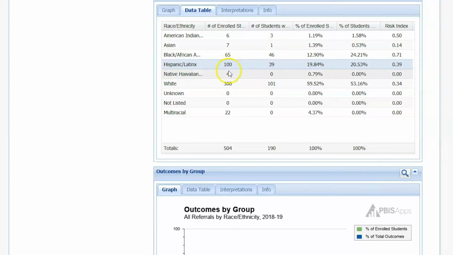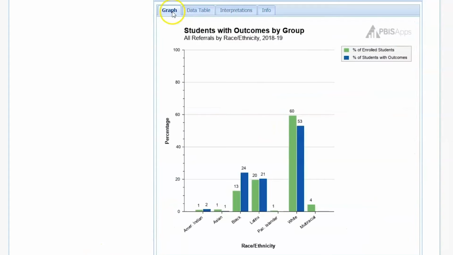When we divide the 100 by the 504 total enrolled students, we see students identified as Hispanic Latinx comprise about 19.84% of the enrolled students. SWIS does that calculation for every student subgroup and rounds that percentage off. So on the graph, we can see that SWIS rounded that 19.84% to 20%. Or we could say that students identified as Hispanic Latinx make up about 20% of our total enrollment.